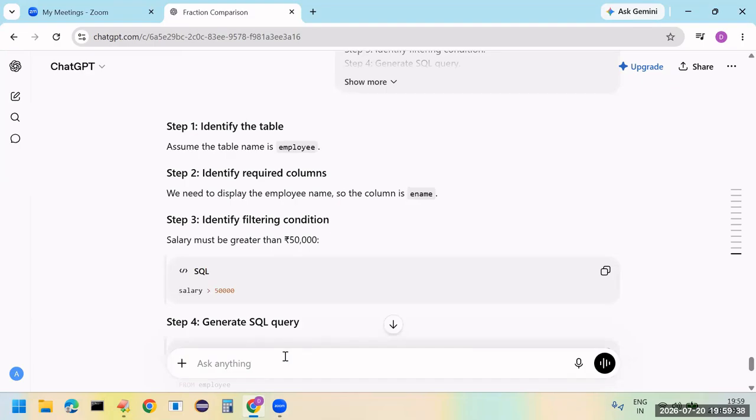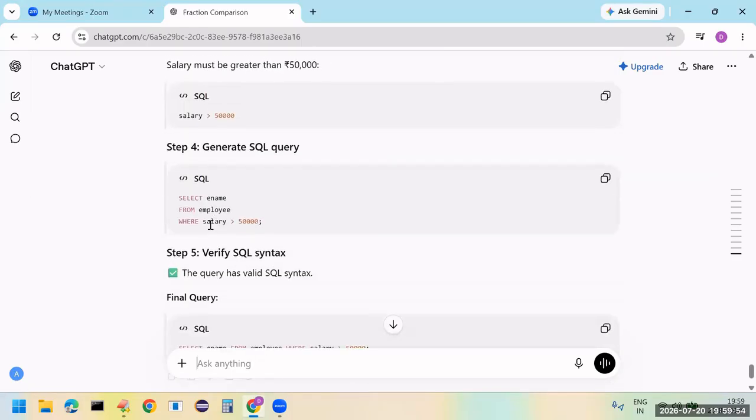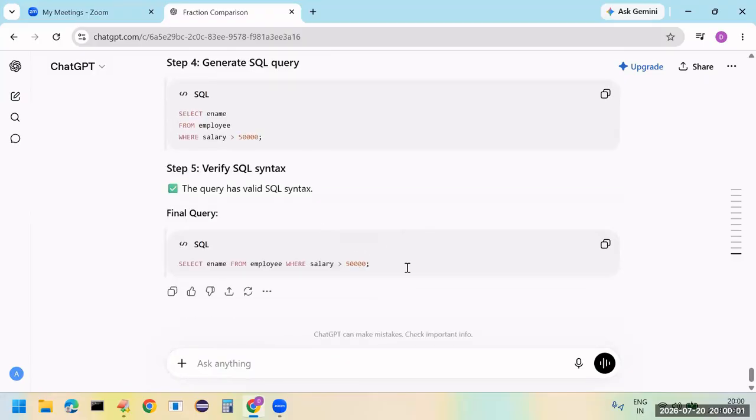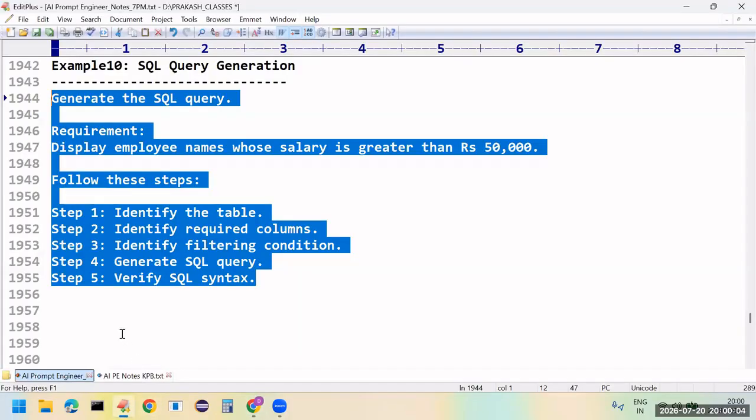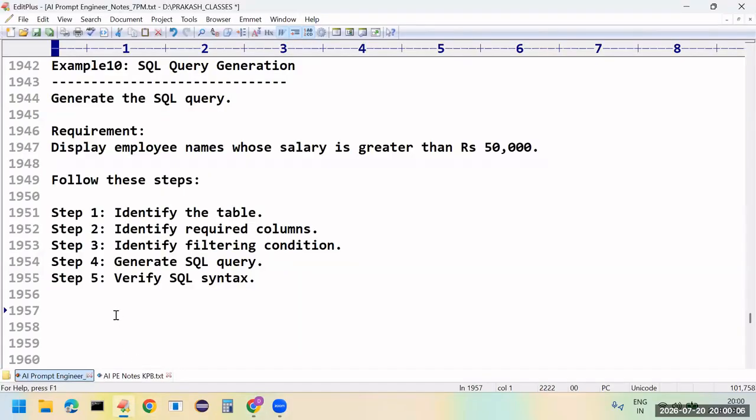Identify the table. Assume that the table name is employee. Identify the required columns. We need to display the employee name, so the column is ename. Identify the filtering condition. Salary must be greater than 50,000. Generate the SQL query: select ename from employee where salary is greater than 50,000. The syntax is correct. Clear, friends? Please confirm.